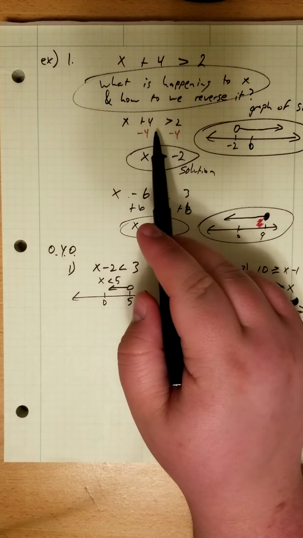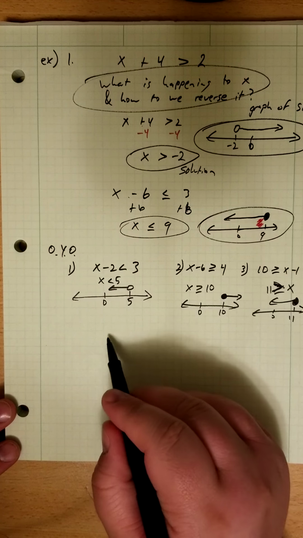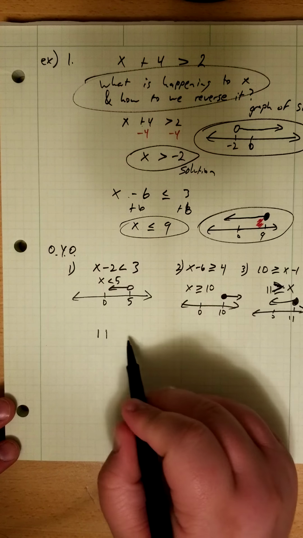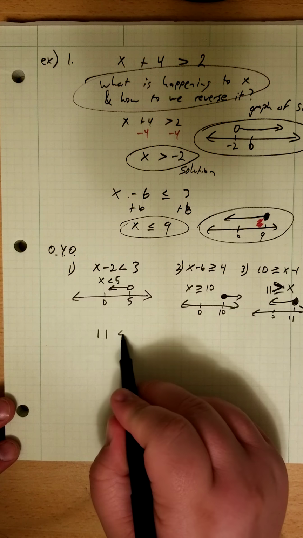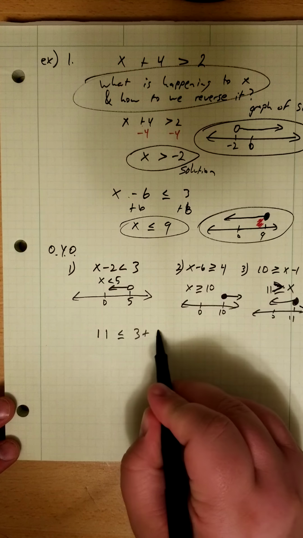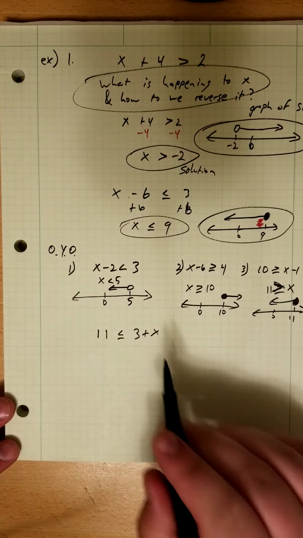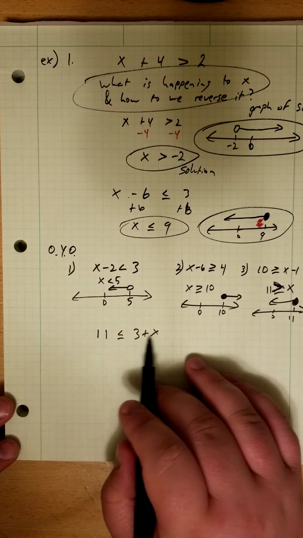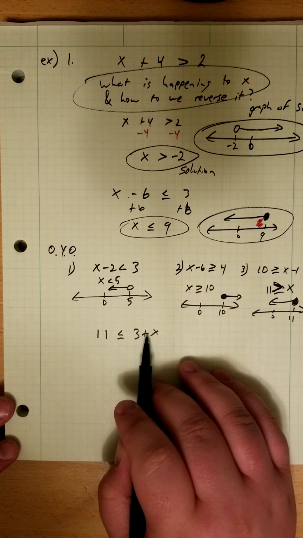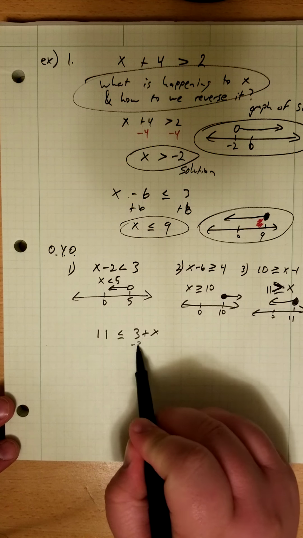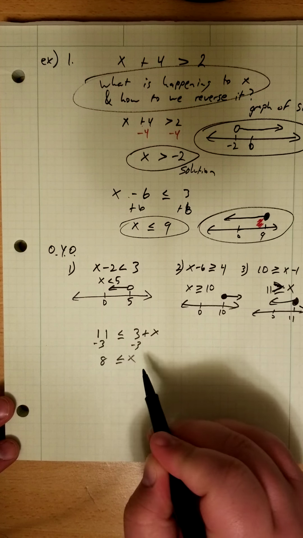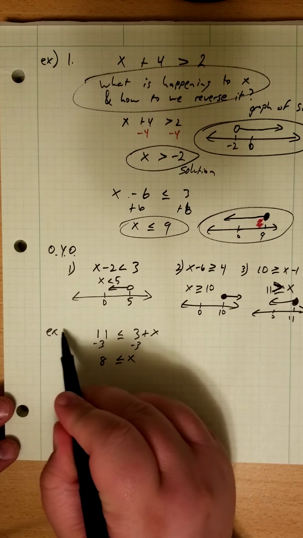I'm going to do another example like this one up here. We have 11 is less than or equal to 3 plus x. So what's happening to x? Well, there's 3 more pebbles on this side than there should be. We're trying to find this x. So we're going to subtract 3 from both sides. And we get that 8 is less than or equal to x. Sorry, this is example 2.